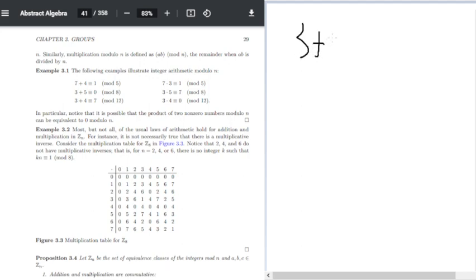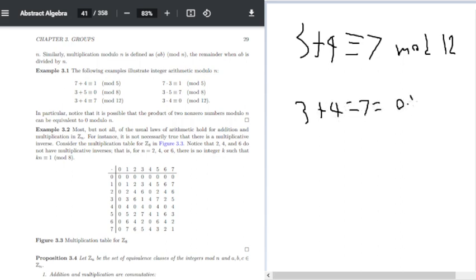Three. 3 plus 4 is equivalent to 7 mod 12. This is simply because 3 plus 4 equals 7 equals 0 times 12 plus 7. Because 7 is less than 12, we have a natural identification, and this will be the case for all such things. If two integers sum to something less than the modulus, then it will just be that original sum, because it's going to be less than the modulus.